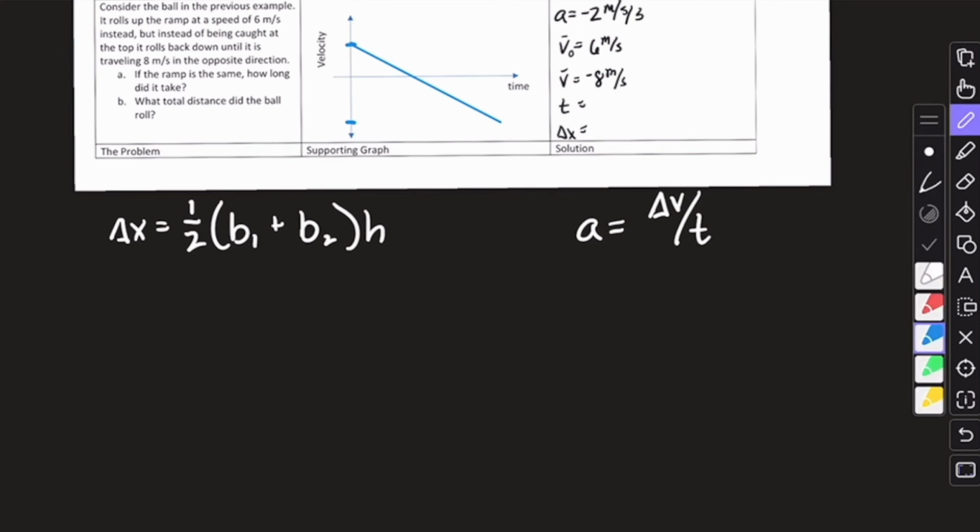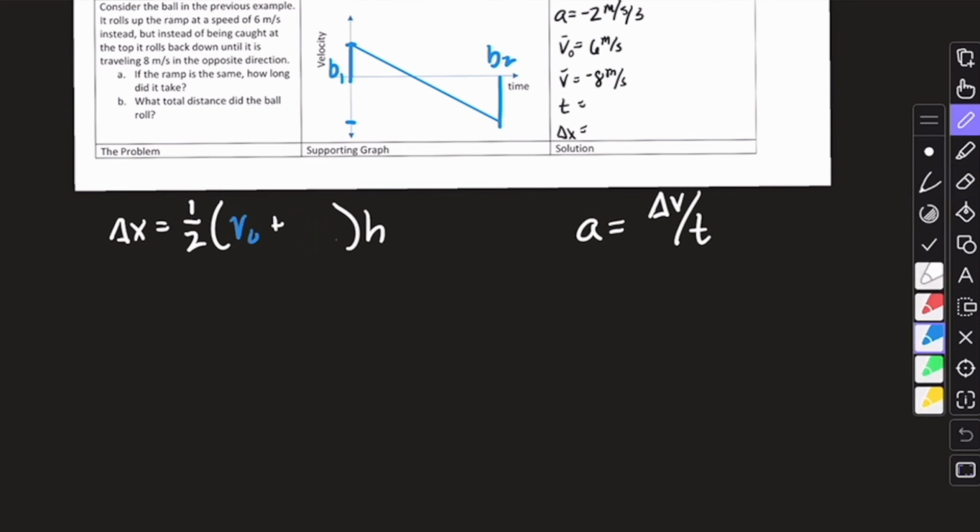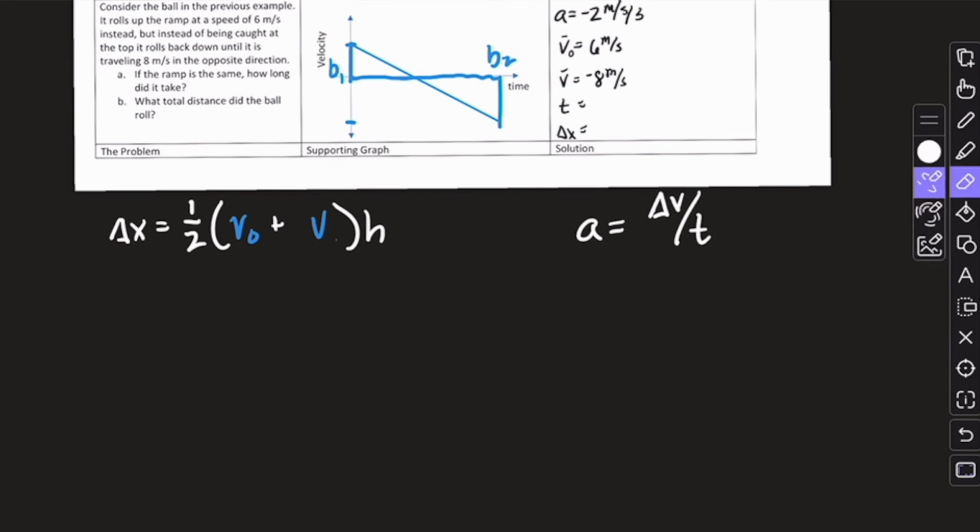You good with that? It also suggests that this was base 1, this is base 2. Is it clear to you that base 1 and base 2 are the initial and final velocities? If it's not clear to you, make it clear now. Because that's what they were. That's what they always have been. It should also be clear that the height is actually the time.